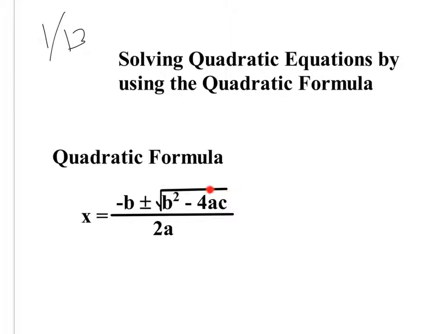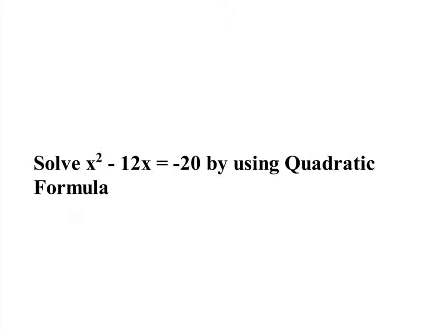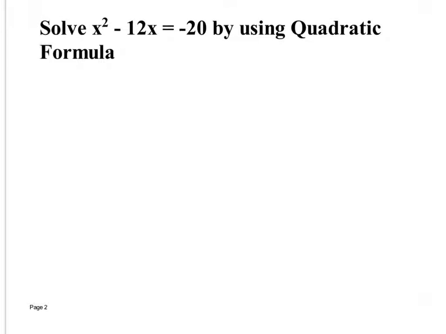This is the quadratic formula. You use this to solve any quadratic equation. It'll give you the answer every time, even if you weren't able to factor it. So write this down. It's going to give you a problem, and it may or may not be in quadratic form, and it's going to say solve by using a formula. So here it says solve x squared minus 12x equals negative 20.